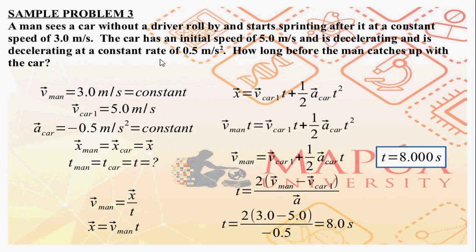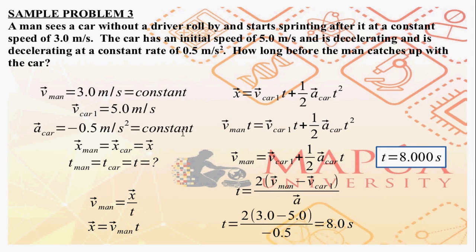The problem tells us that the car is decelerating at a constant rate of 0.5 meters per second squared. We assume the direction of motion to be positive. Deceleration, the object's acceleration is heading in the opposite direction as the motion. The motion is in the positive direction, therefore the acceleration of the car is in the negative direction. So, negative 0.5 meters per second squared. And the problem tells us that is constant.